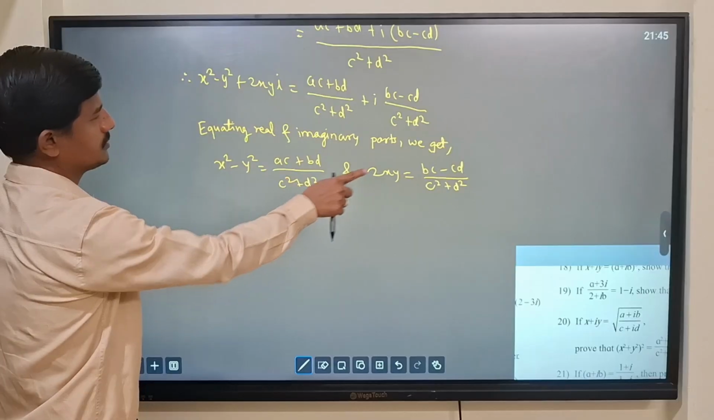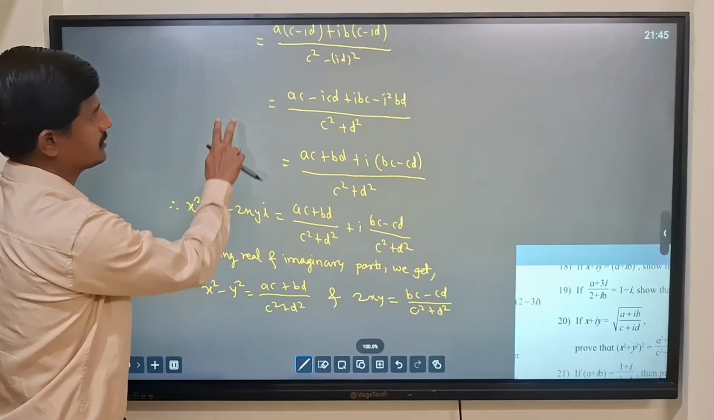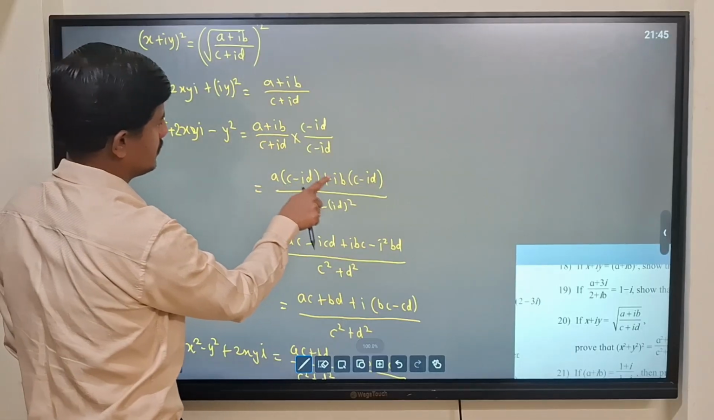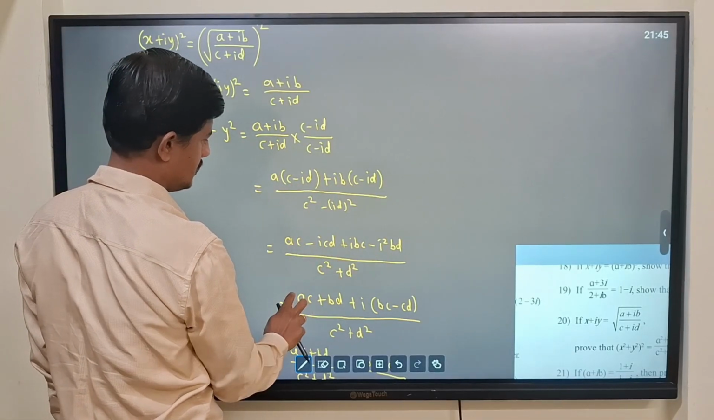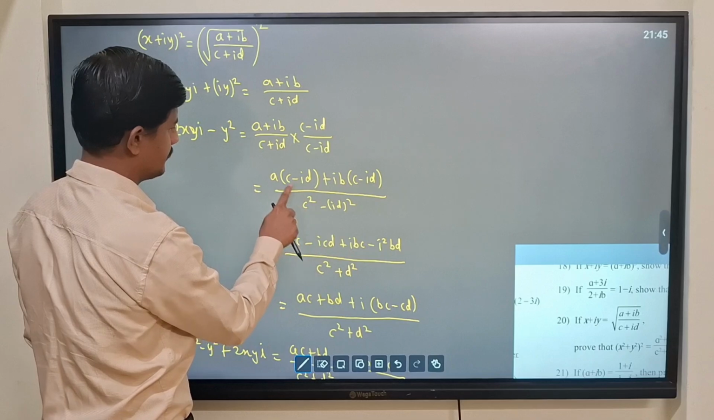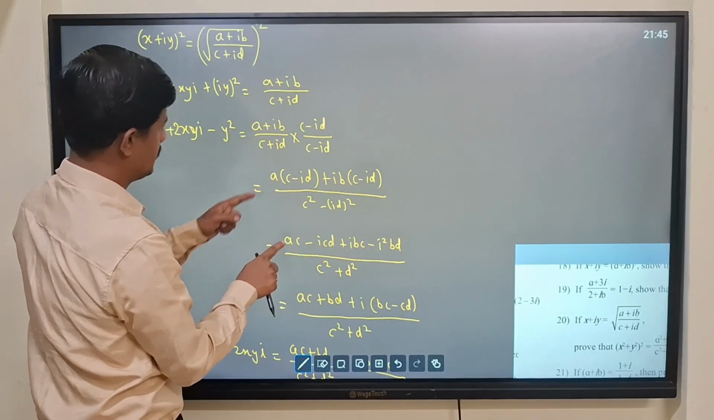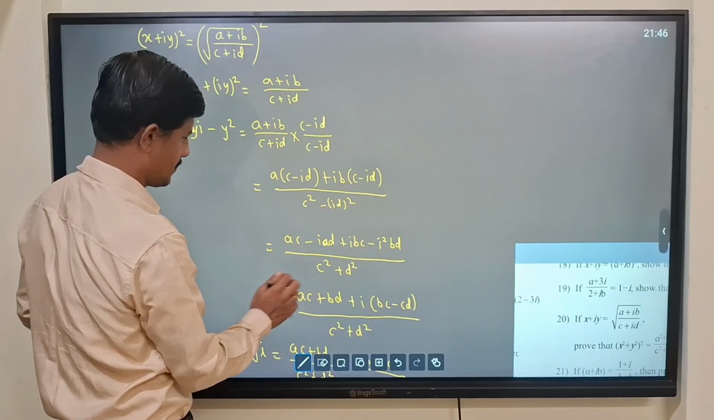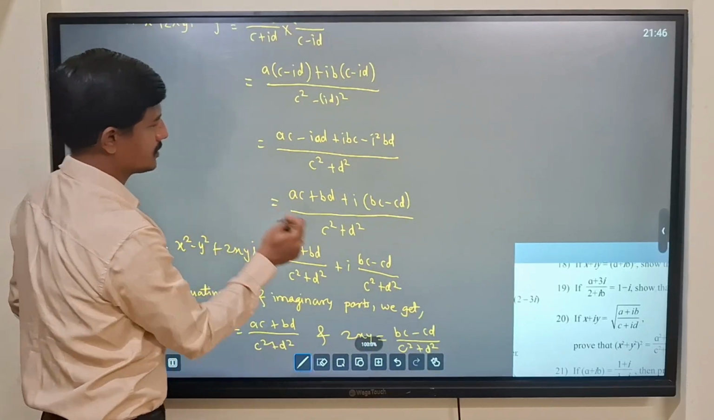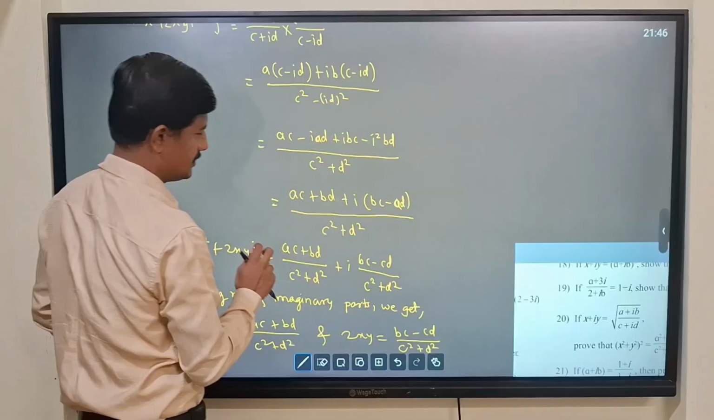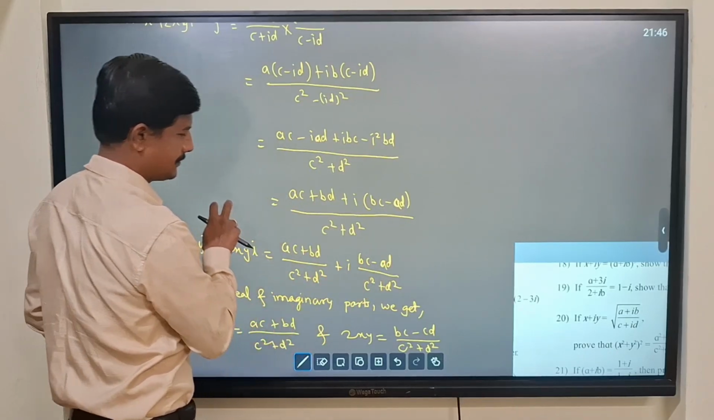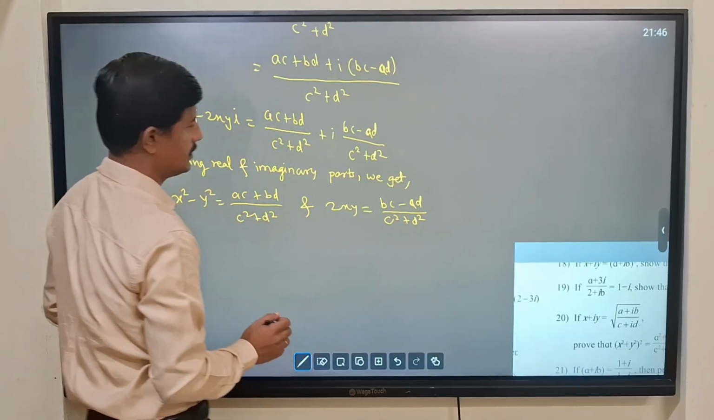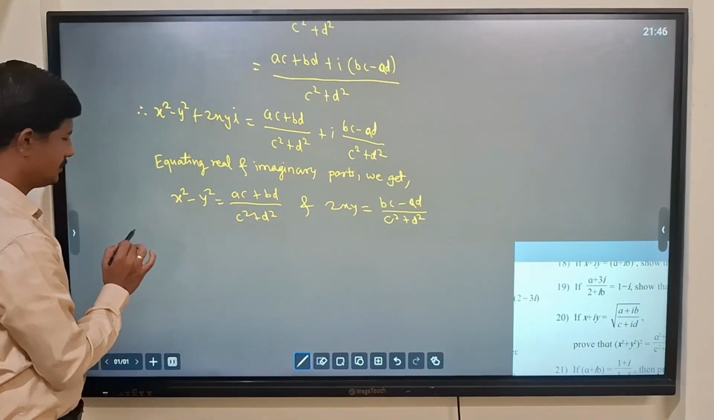Here ac plus bd comes, here bc minus cd is coming, so I think I did something wrong. So just want to cross check. a into ib, bc and bd, it's correct. See, here it should be ac plus iad. Okay, so this becomes minus ad. This is also ad. This becomes ad.